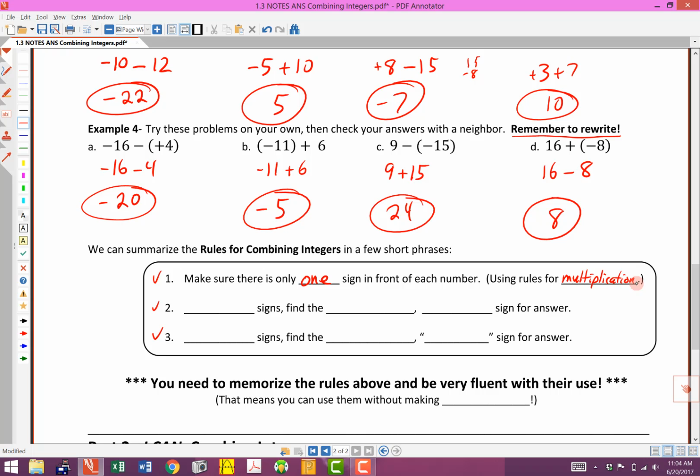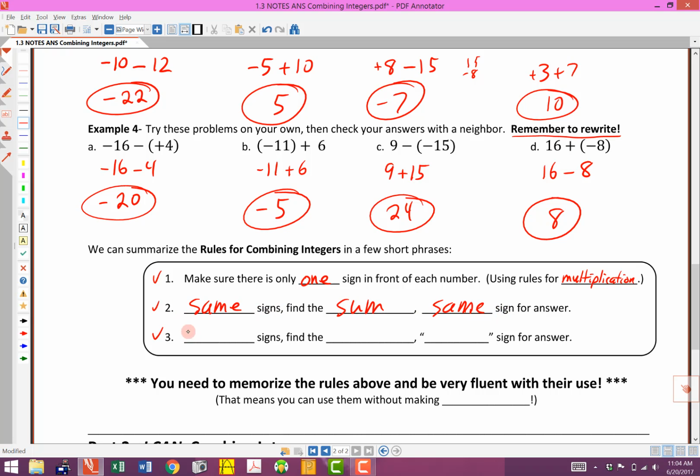Okay, once we have one sign in front of each number, we're going to make those rules really short. Same signs, find the sum, same sign for the answer. So if they're both positive, we're going to keep the same sign all the way through. The answer is going to be positive. If they're both negative, we're going to keep that negative. They're going to have the same sign all the way through. So this is called an alliteration. You'll notice how many S's there are. Same sign, find the sum, keep the same sign.